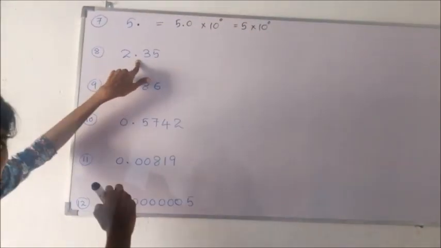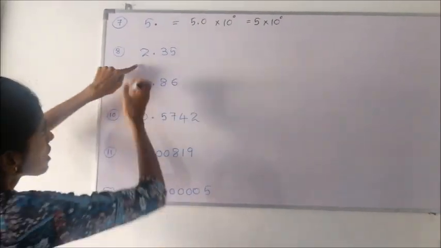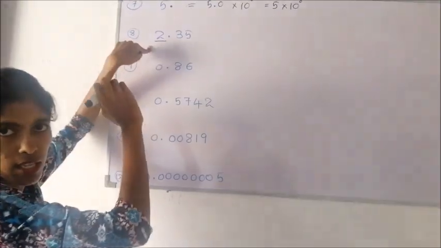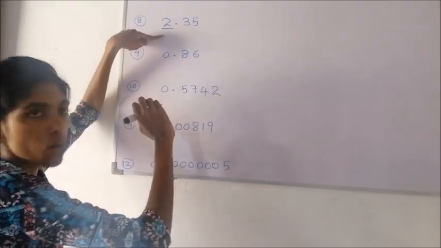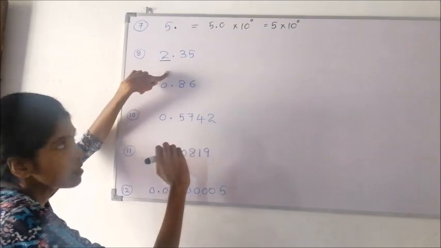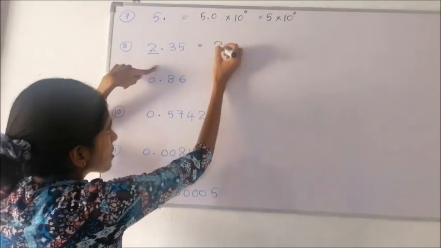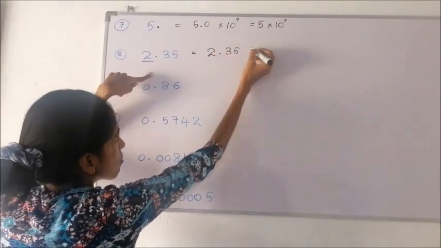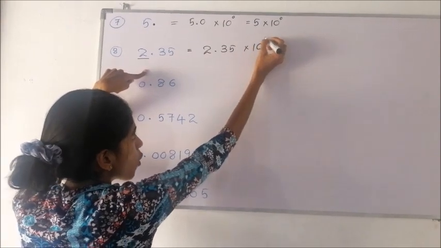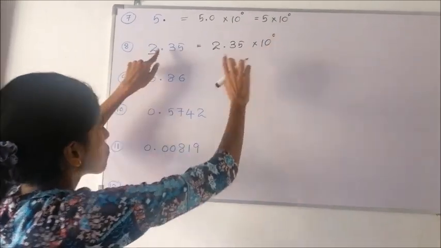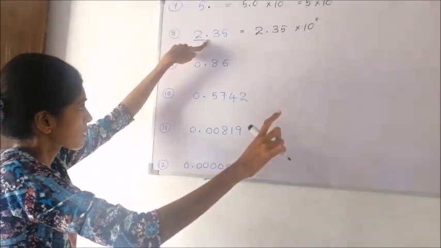Next, there is decimal point. And before the decimal point, only 1 digit is there. There is not 0 even. It's already in scientific notation. So we can write it like this: 2.35 multiplied by 10 to the power 0. Why did we put 0 here? Because we didn't move the decimal point.